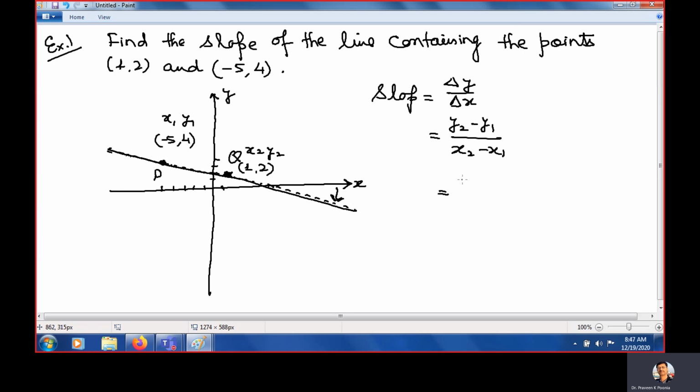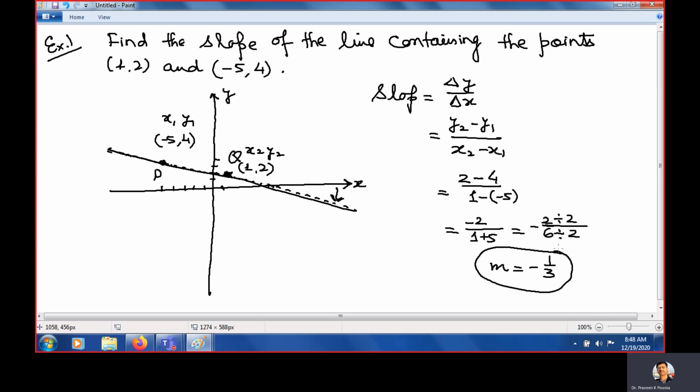Okay, what is the value of y2? It is 2 minus. What is the value of y1? It is 4. Clear. What is the value of x2? It is 1. What is the value of x1? Minus 5. This is 2 minus 4 is minus 2. 1 minus minus, plus 1 plus 5. It is minus 2 upon 6. And we can divide it by 2 to make it lowest form. So it is minus 1 upon 3. So the value of slope is minus 1 upon 3.